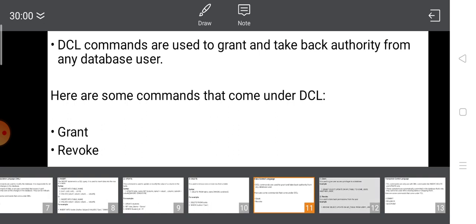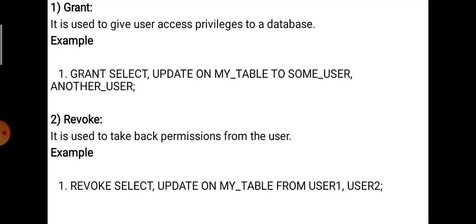First one, grant. It is used to give user access privileges to a database. Using this command, one can give the permission for the users to access the database. Example for this is: grant select, update on my table to some user, another user. Okay, so this is the way of using the command grant in a statement. Grant is a command. Select, update are the permissions which are provided on the table, my table, to some user and another user.